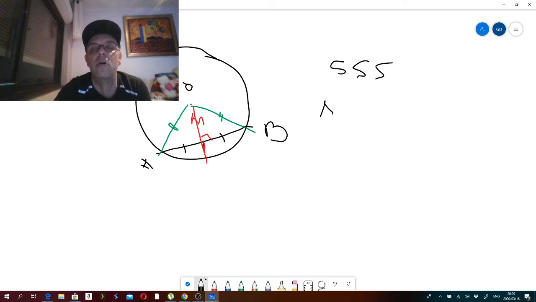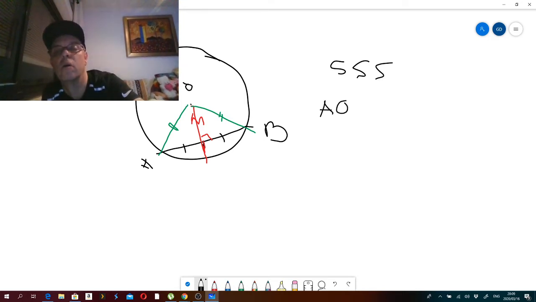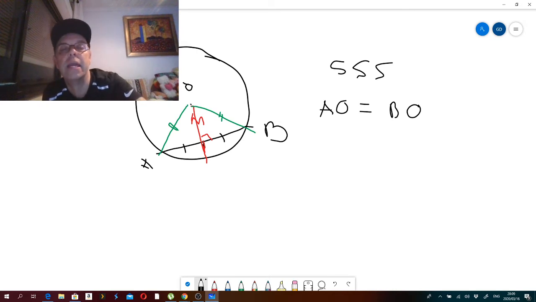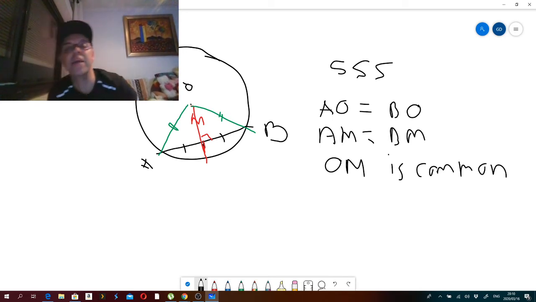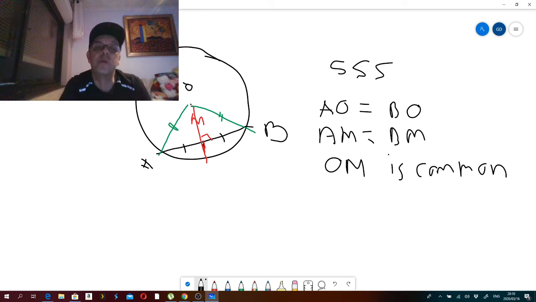We say that AO is equal to BO. And the reason? They're radii. AM is equal to BM, and that's because we had that midpoint. And then we can say that OM is common. So that means it is shared between the two. And that gives us a side, side, side congruency. Now remember, if two triangles are congruent, it means that they fit on top of each other. And that means that they are equal in every way.